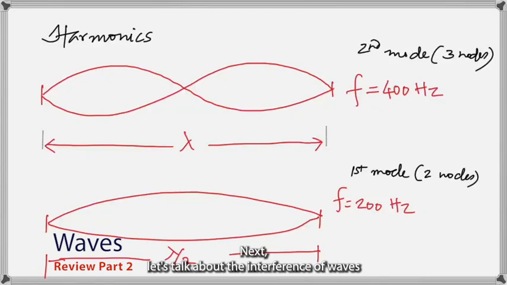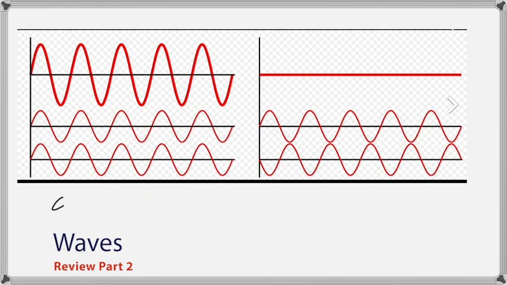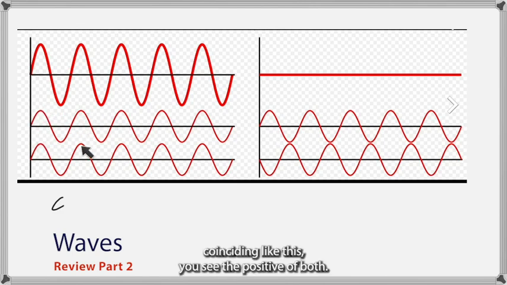Next, let's talk about the interference of waves. So waves can come together. Two different waves can occupy the same space at the same time. As shown in this figure on the left-hand side, if the two waves have their positive amplitudes coinciding like this, you see the positive of both.